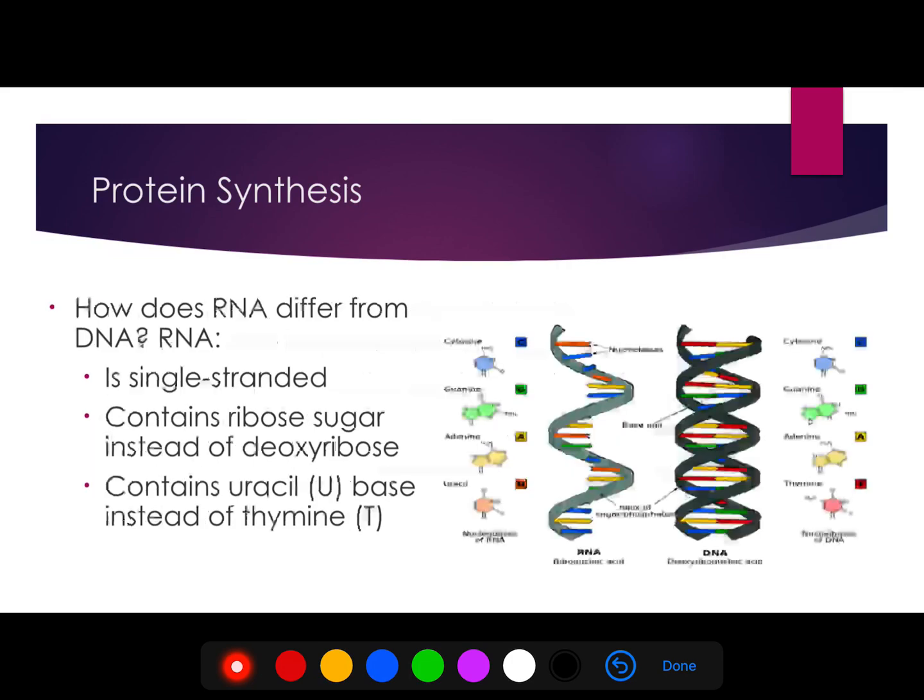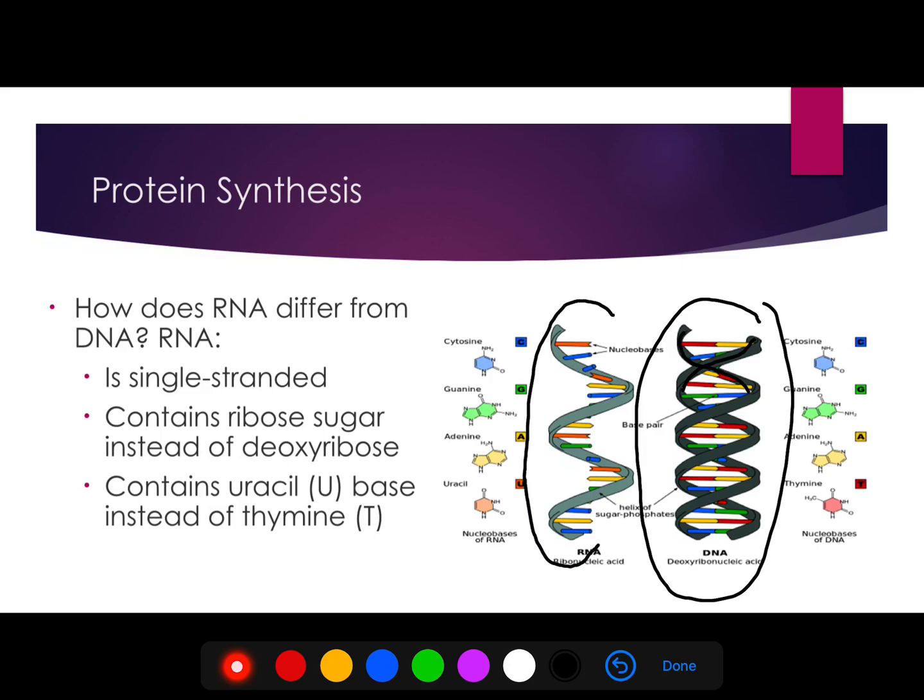Now, what are some differences between DNA and RNA? There are three big ones that I want you to be familiar with. For one, DNA is a double helix structure. It's double stranded. So here's a picture of DNA here. Again, it has two strands that are stuck together and then twisted up. So DNA is double stranded. RNA here on the left is single stranded. It's just one strand that's twisted.